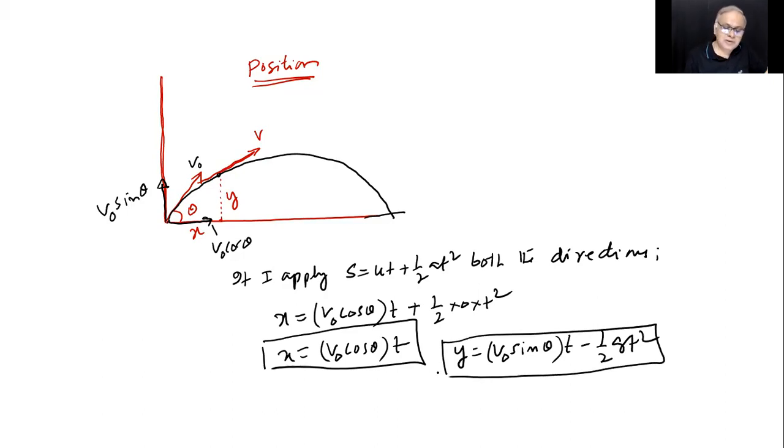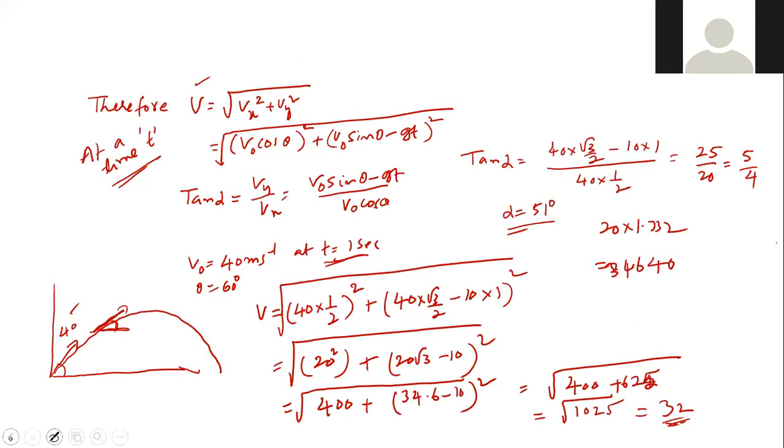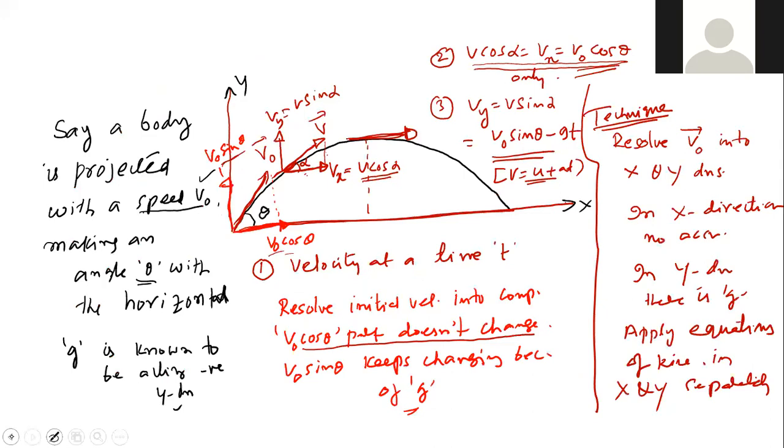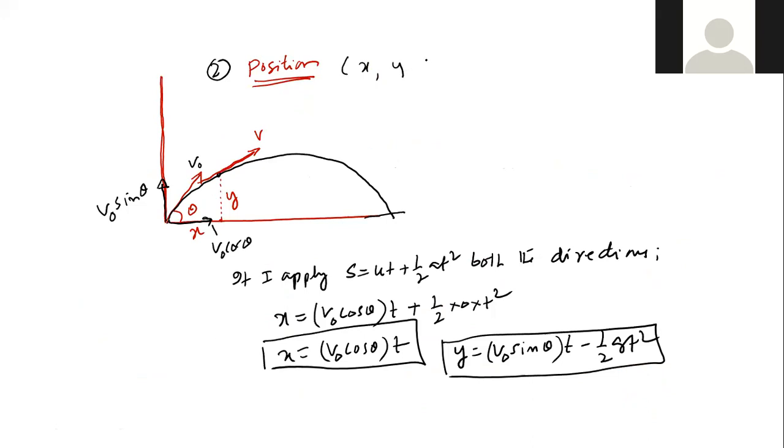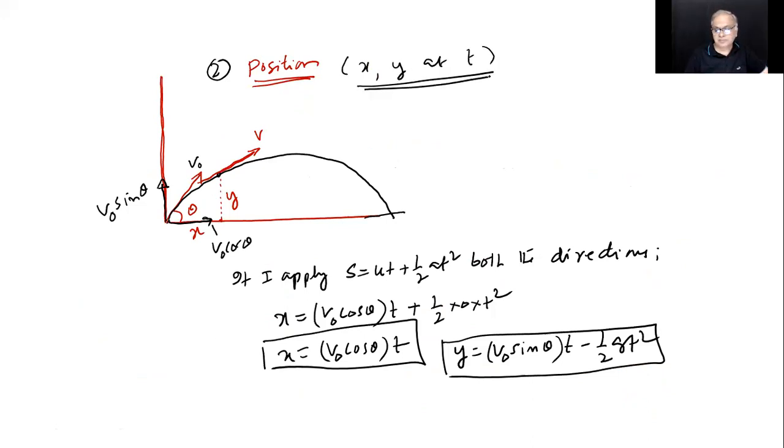This is the second thing. First one was velocity. The first thing we did was what? Velocity at a time t. Now, second thing is position, that is x comma y at P. That's what I mean by position. So x is this, y is this.